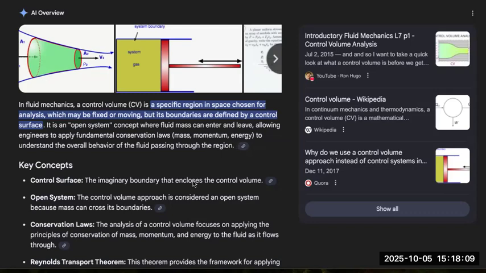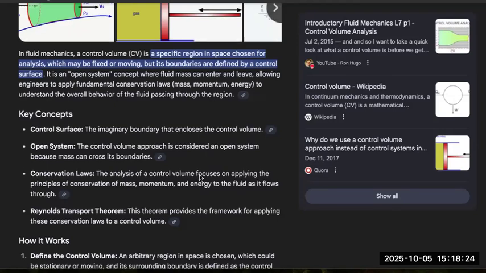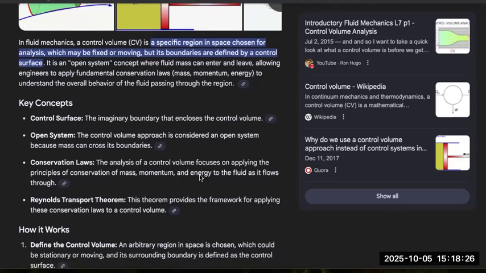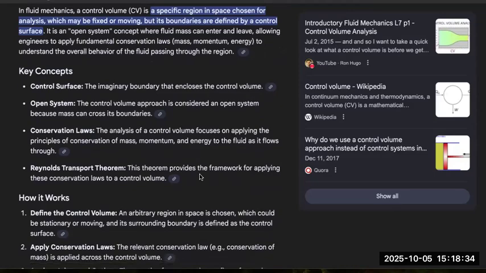So the key concept is that there is a control surface, which is the imaginary boundary that encloses the control volume, and that it is an open system. The control volume approach is considered an open system because mass can cross its boundaries. Conservation laws: the analysis of a control volume focuses on applying the principles of conservation of mass, momentum, and energy to the fluid as it flows through.